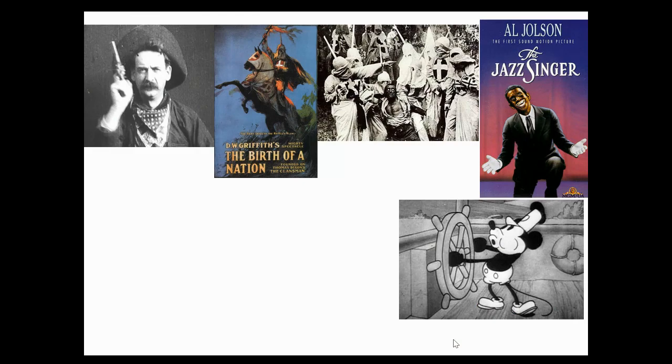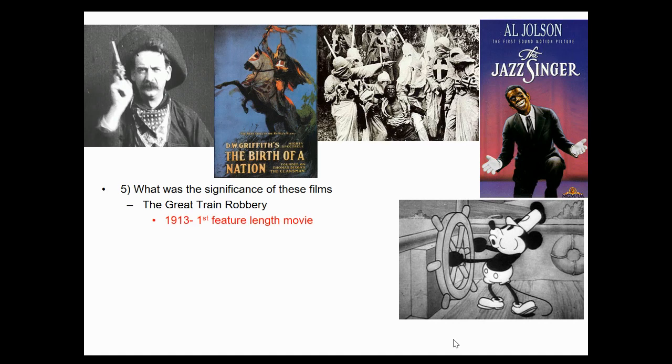Now, film is the other popular form of entertainment that's going to come out in the 1920s. And there's a couple of films you will need to know and the impact that they had on America. Okay. In the upper left hand corner, you have the Great Train Robbery. Now, this was not a film from the 1920s. It's 1913, and it was the first feature length movie. Okay.